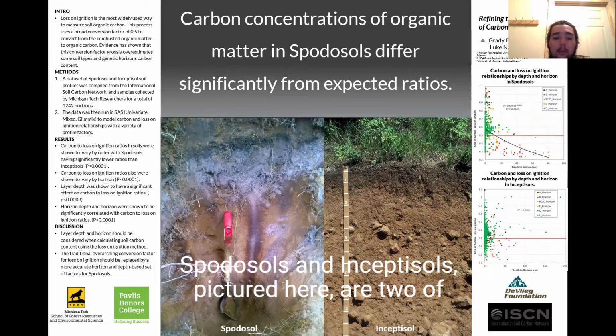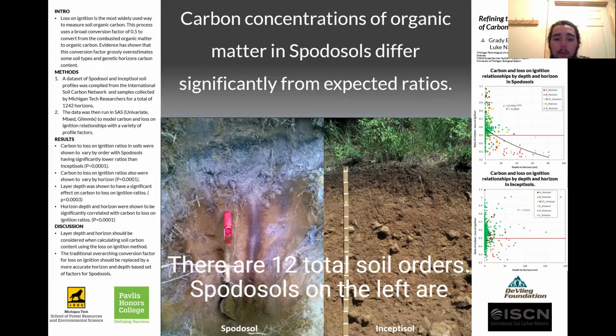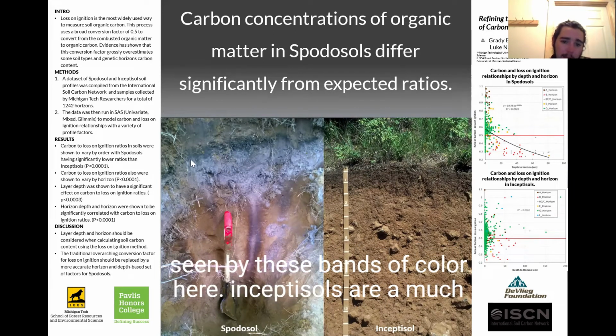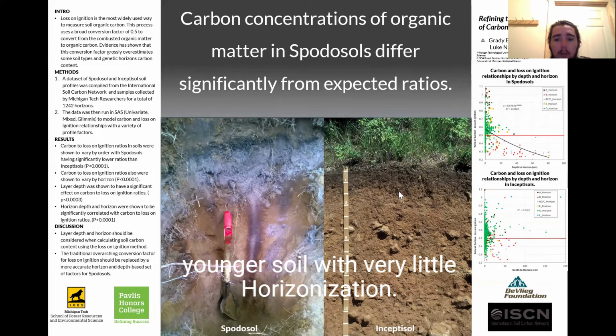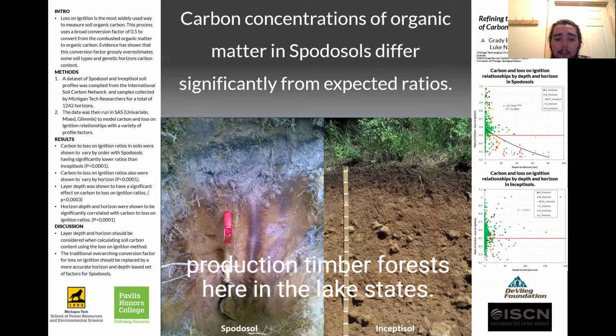Spodosols and Inceptisols, pictured here, are two of the broad categories that we use to describe a soil. There are 12 total soil orders. Spodosols, on the left, are an extremely weathered soil with very distinct horizonization, seen by these bands of color here. Inceptisols are a much younger soil with very little horizonization. Both are commonly forested, and both are used commonly for production timber forest here in the Lake States.